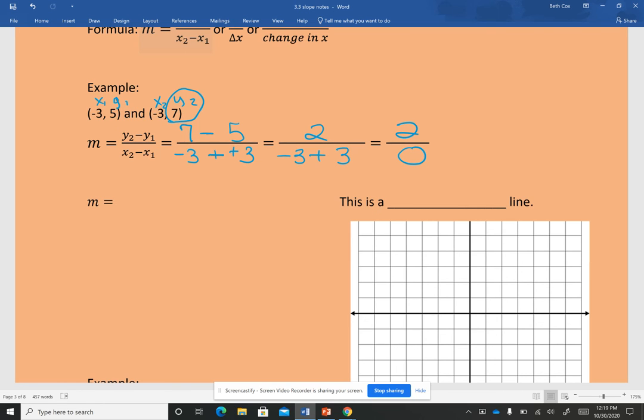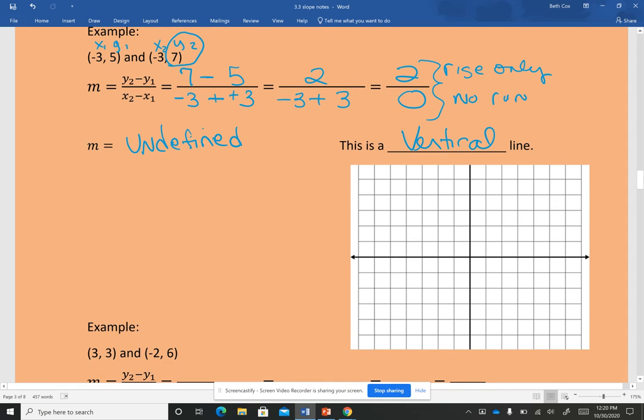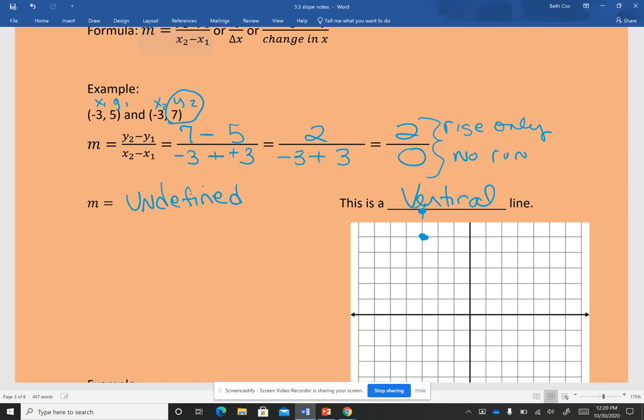So now what's the answer to this one? Well, remember we talked about this. There's no run. This is rise only. There's no run. This is vertical. And the slope is undefined because it doesn't have a rise and a run. Can't divide by 0. And maybe we can graph this one. Negative 3, 5, and negative 3, 7 would be here. And so again, we're looking at a vertical line.